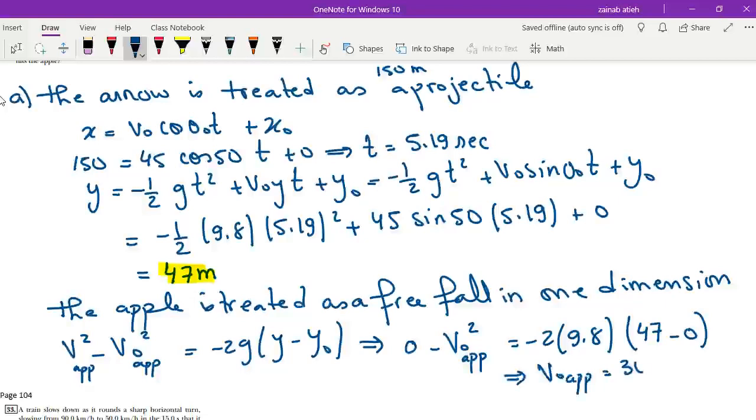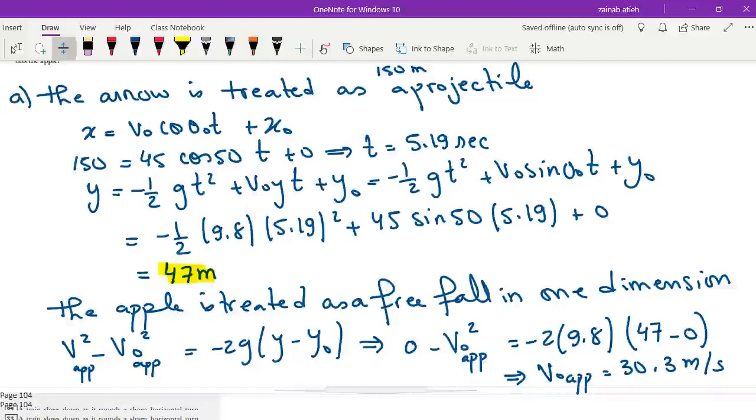It's 30.3 meters per second. This is part A. I'll take some space downward.